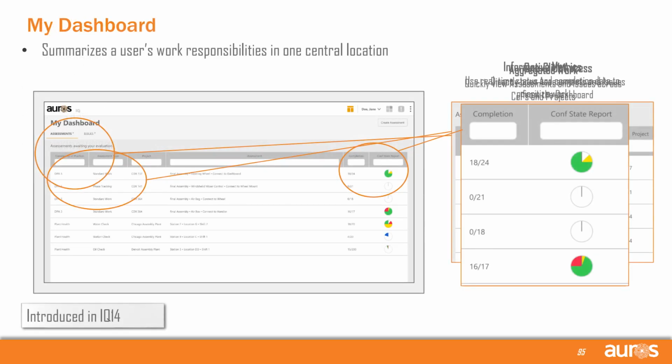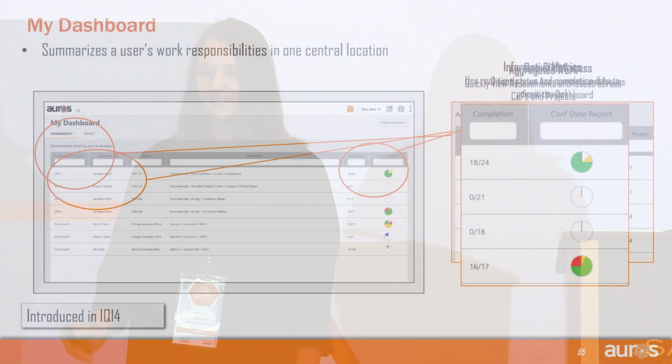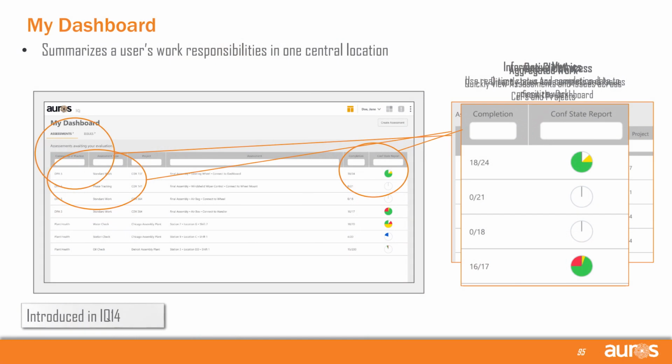So the first new feature we'll talk about today is My Dashboard. My Dashboard summarizes a user's work responsibilities in one central location. This feature was introduced in Auros IQ 14. You can see aggregated work in My Dashboard, so you can quickly view assessments and issues across communities of practice and projects. There's one-click access, so you're quickly able to open any assessment or issue that you can see in the grid in My Dashboard. There's informative metrics, so you can use real-time data to look at the completion of work and prioritize work, see what you have left to do and what you've already accomplished.